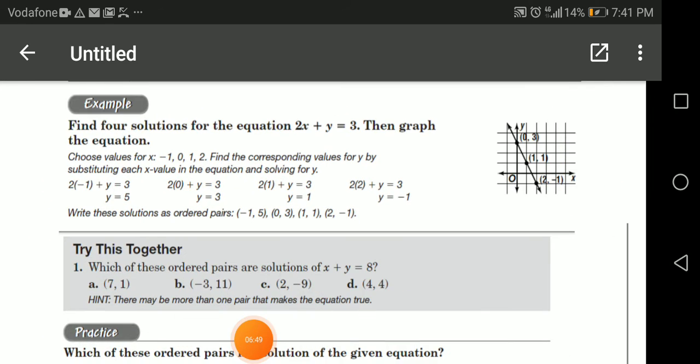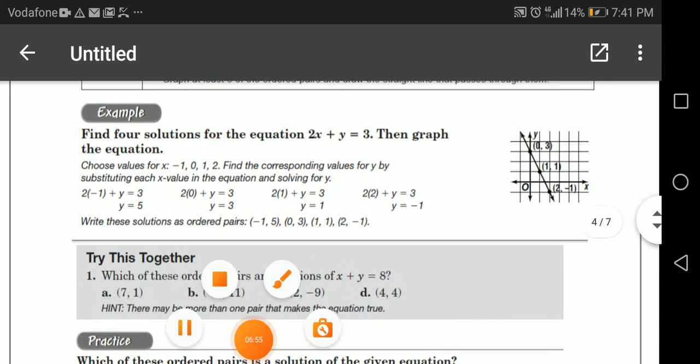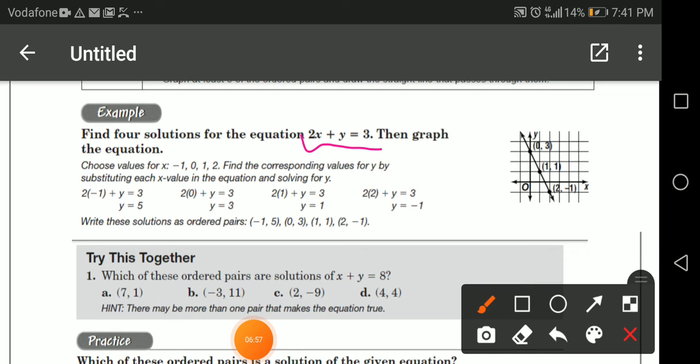okay, so in this example we have: find four solutions for the equation 2x plus y equal 3, then graph the equation. So I'm going to choose four values for x. We will choose four values for what? For x. And then substitute the values that I got. Okay, let's see here by steps. I choose the values for x, for example, negative 1, 0, 1, then 2.